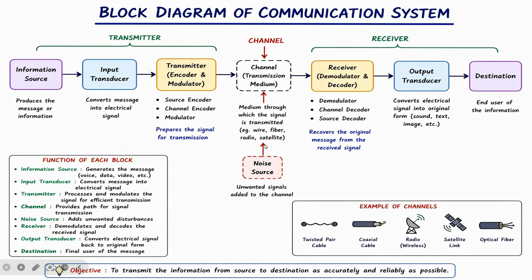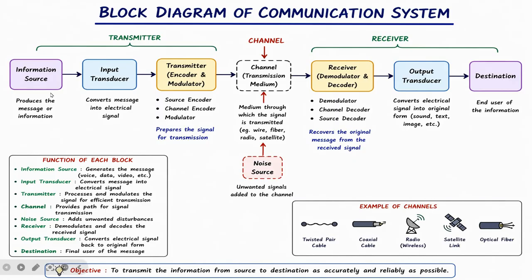So here, first let us see the overall flow of the communication. It starts from the information source, then to the input transducer, then comes the transmitter, which consists of the encoder and the modulator. Then you have a channel which acts like a transmission medium. Then you have a receiver, again, which consists of the demodulator and the decoder. Then you have output transducer, and last is the destination. Now let us understand each block one by one.